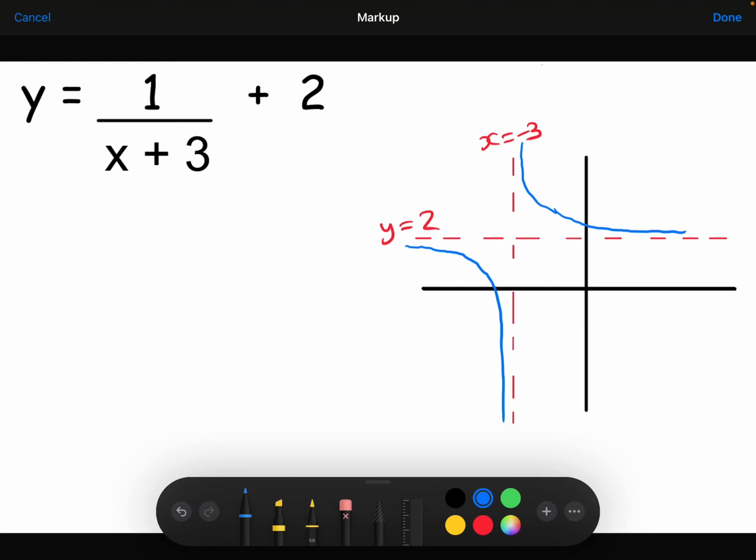And you can see now that I've got two intercepts I need to work out. First of all, I need to work out the intercept on the y-axis, and then I'm also going to have to work out the intercept on the x-axis as well. So on the y-axis, I know that x equals 0 there. So if I substitute 0 into my function, I get y is equal to 1 over 3 plus 2, which is 2 1/3, or 7 over 3.